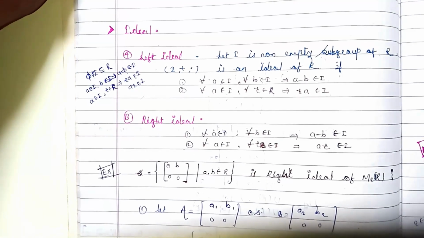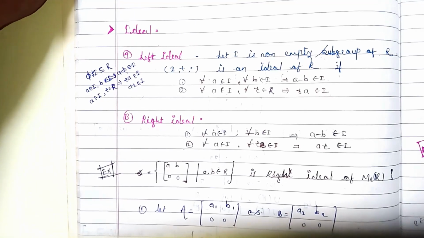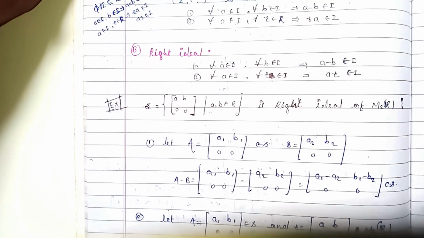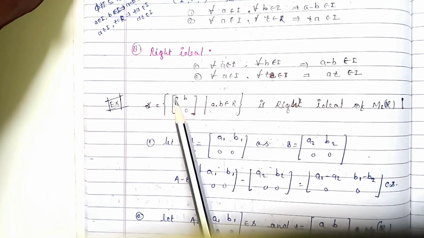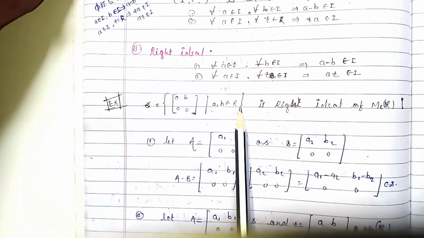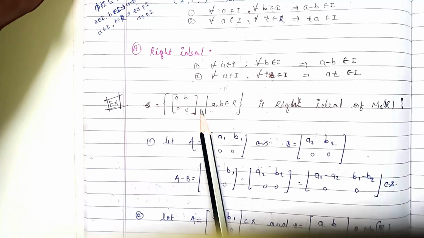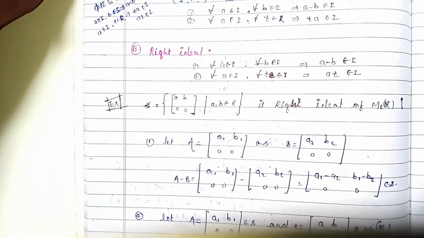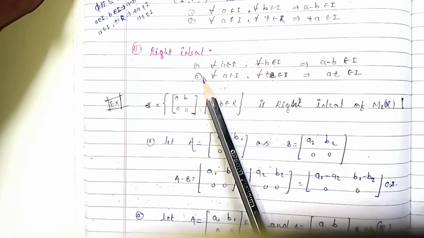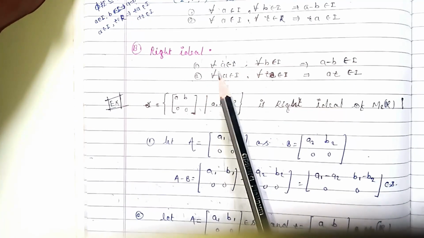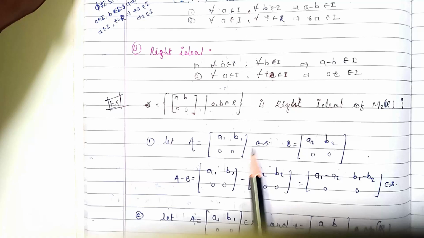Let's look at some examples that can be helpful to understand the definition of ideal. I consider here M2(R), the ring of 2 by 2 matrices, and the set S of matrices with elements a, b, 0, 0 with a, b from the ring. It is claimed to be a right ideal of M2(R). So we have to prove whether it is a right ideal of M2(R) or not. For this we have to satisfy two conditions. First, a belongs to I, b belongs to I, a minus b belongs to I. And second, a belongs to I, r belongs to R, a into r belongs to I.